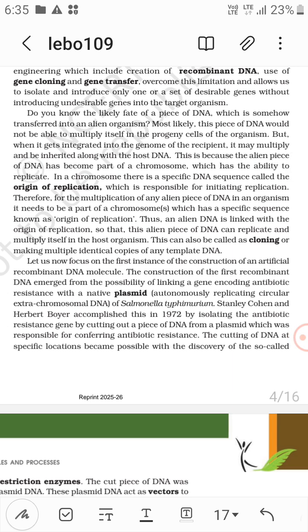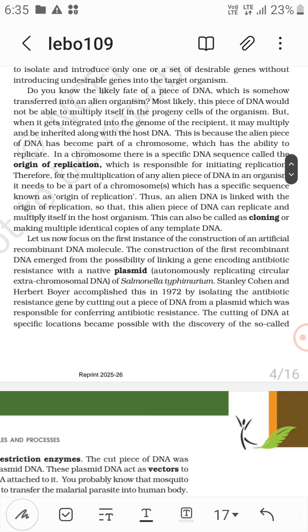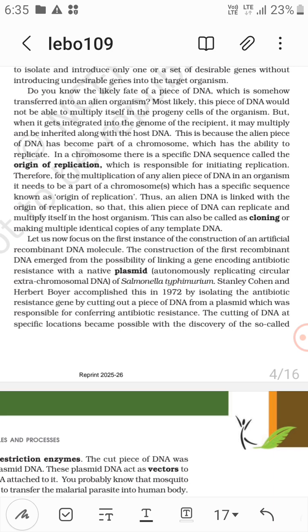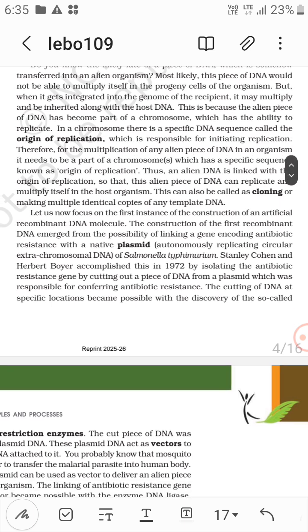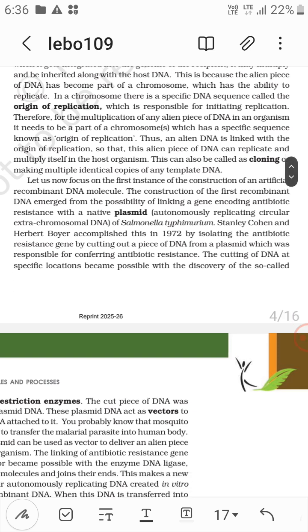Now the construction of the first recombinant DNA emerged from the possibility of linking a gene encoding antibiotic resistance with a native plasmid, that is an autonomously replicating circular extra-chromosomal DNA of Salmonella typhimurium. Stanley Cohen and Herbert Boyer accomplished this in 1972 by isolating the antibiotic resistance genes, by cutting out a piece of DNA from a plasmid which was responsible for conferring antibiotic resistance.